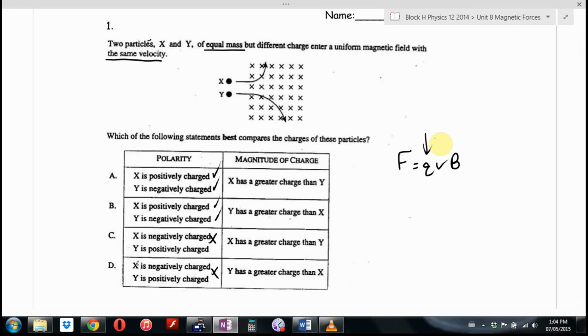And this is counterintuitive because I heard somebody say, well, why is in a smooth sweeping curve it didn't get deflected much at all? Which one got deflected into a tight curve? X. Which one has a bigger charge? X. Yes, no, yes, no. There's a lot you can do with right-hand rules and the knowledge of this equation.